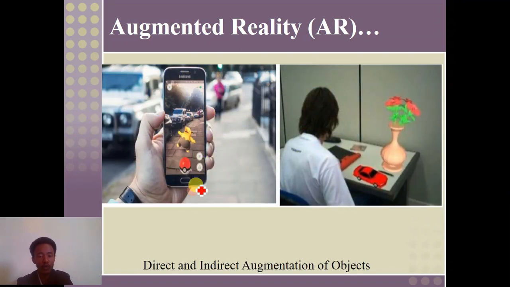And if you consider this one, this is Pokemon Go. The image of the car is a real world entity, while the computer generated effect is added on top.